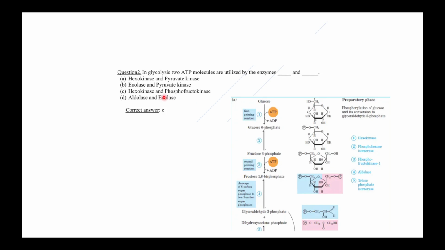The next question is, in glycolysis, two ATP molecules are utilized by the enzymes dash and dash. Basically we are talking about the preparatory phase, where ATP molecules are utilized and ADP is given out. Does anyone remember the name? Yes, very nice. Hexokinase requires one ATP to phosphorylate the glucose molecule, and another ATP is required by phosphofructokinase to phosphorylate the fructose 6-phosphate molecule.